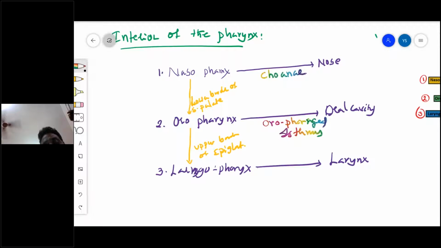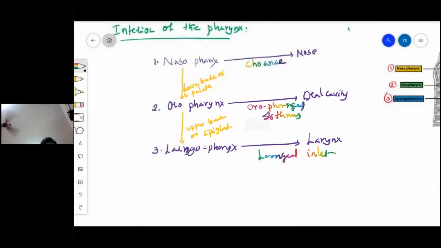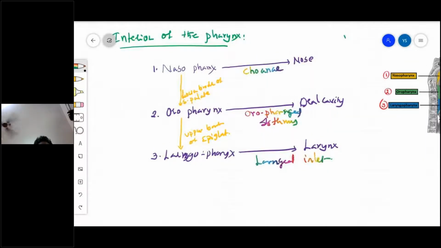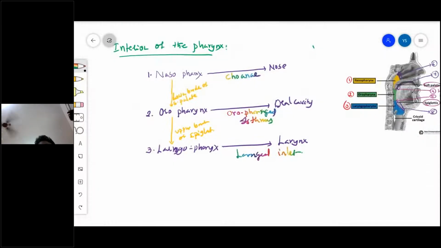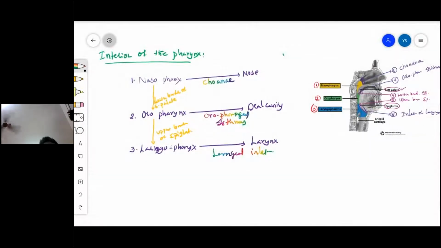Next to number 3, laryngopharynx communicates with the larynx through laryngeal inlet. Okay, so this is about the interior of pharynx and their communications briefly. First I explained in the picture. I have shown you everything in the picture, and here also we can see the flow chart.